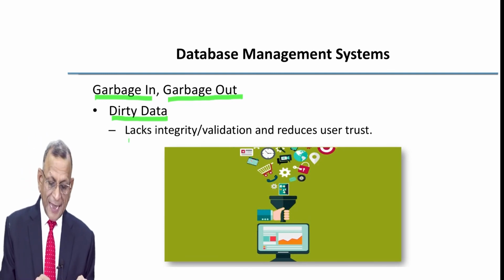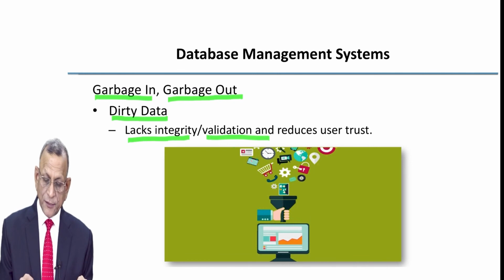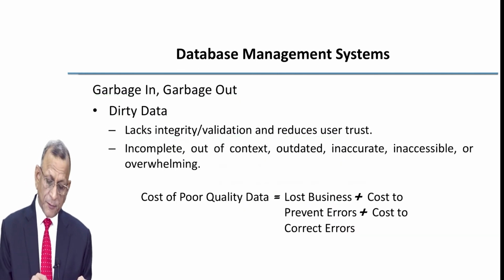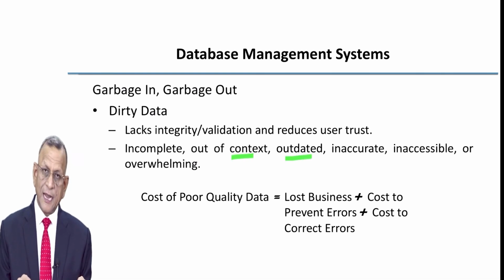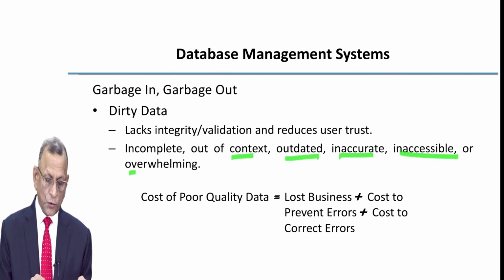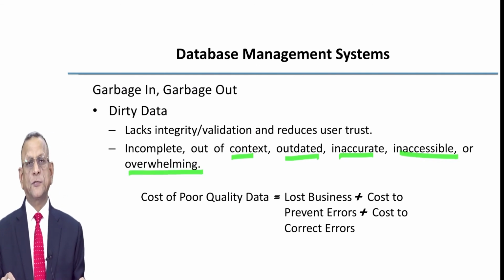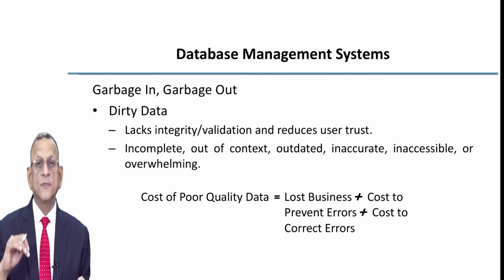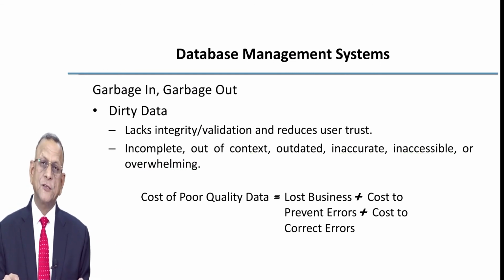So, it lacks integrity, validation, and reduces users' trust. Incomplete, out of context, outdated, inaccurate, inaccessible, or overwhelming data means you are not in a position to rely on this. This also we have understood in one of the few previous lectures, that trust on the data is really important.